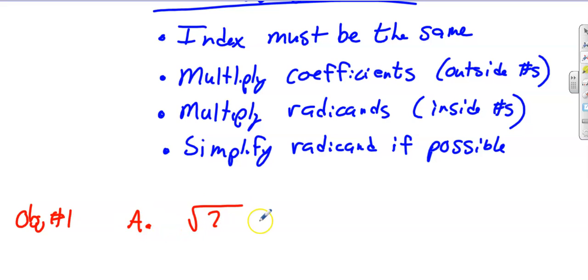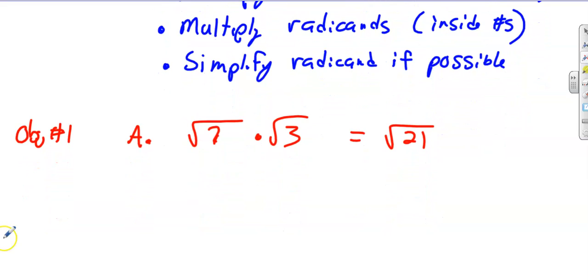So, all right, let's say you had the square root of 7 times the square root of 3. Well, indexes are the same. Outside number coefficient-wise are 1, so we really don't need to worry about that part. We're just going to multiply the radicands on the inside. So if you do 7 times 3, that is 21. And then if you get 21, well, you try to break it down. But if you try to break it down, there's no perfect square roots you can divide out of it. So that would be it. And we'll get some of those on the next objective coming up. So that's objective 2 when I talk about that.